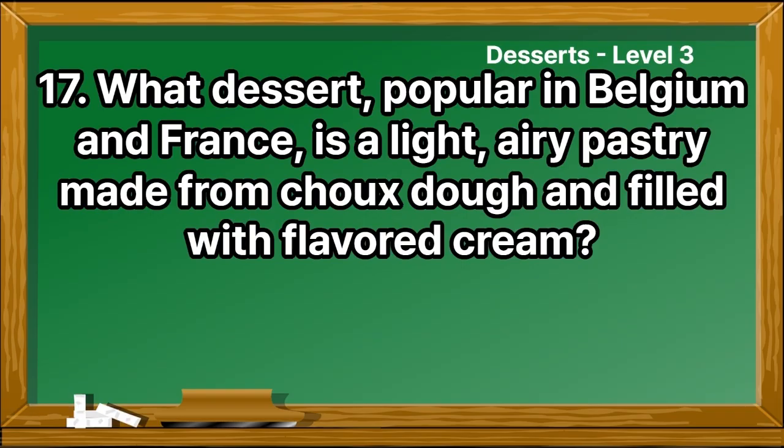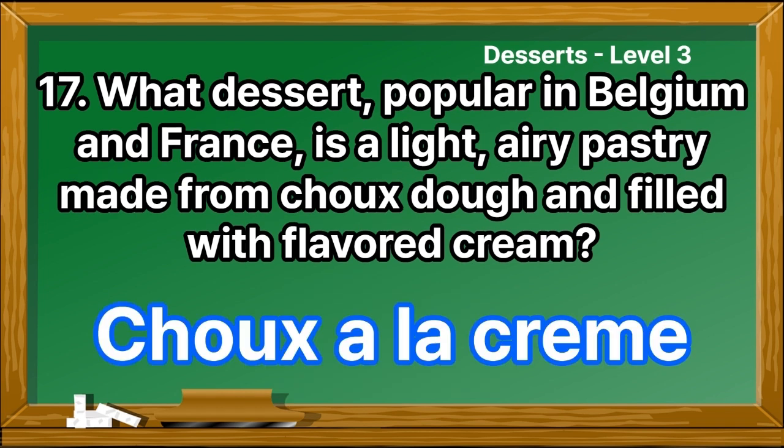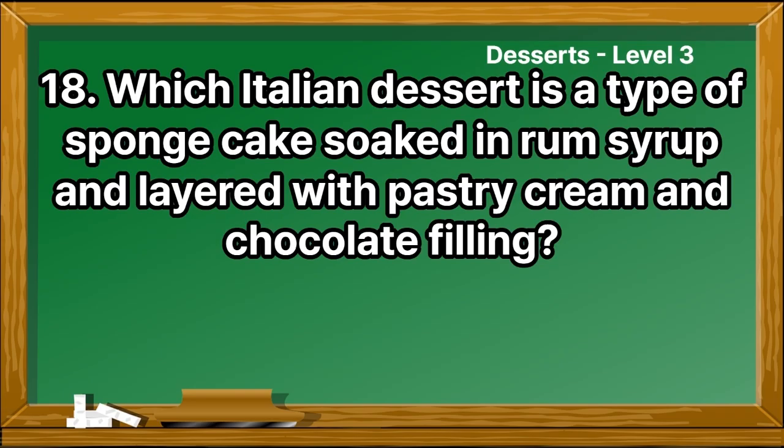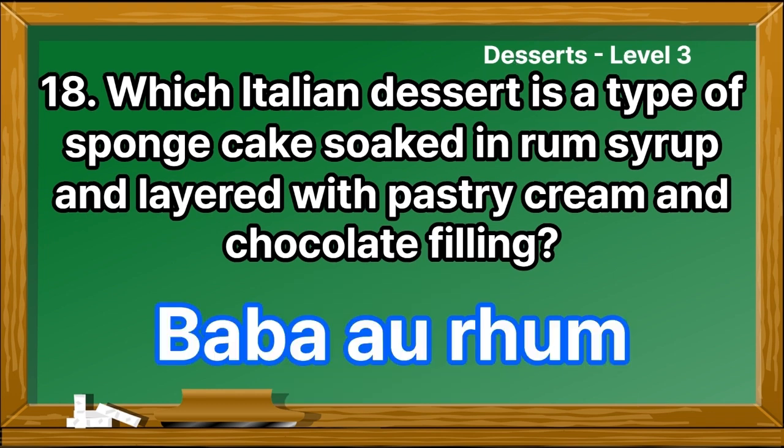What dessert, popular in Belgium and France, is a light, airy pastry made from choux dough and filled with flavored cream? Choux à la crème. Which Italian dessert is a type of sponge cake soaked in rum syrup and layered with pastry cream and chocolate filling? Baba au rum.